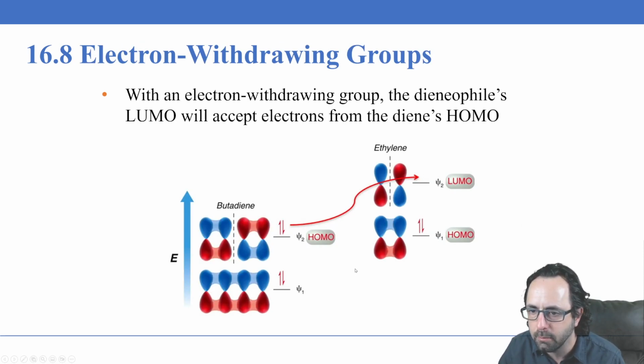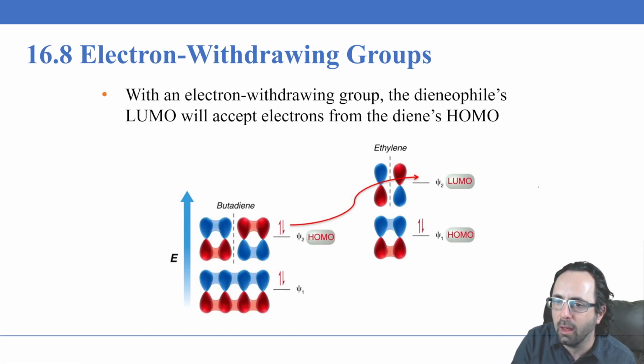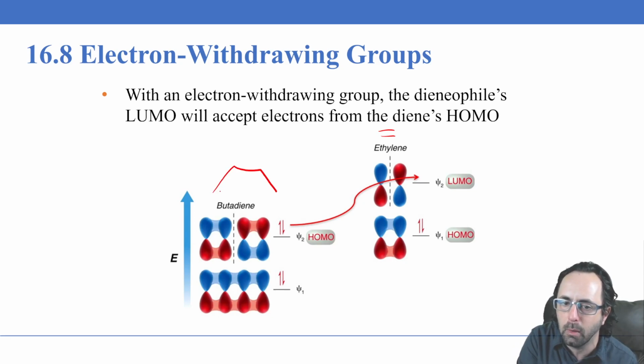For butadiene here, with the electron-withdrawing group, the dienophile's LUMO will accept electrons from the diene's HOMO here, okay? And so this electron in the highest occupied molecular orbital of the diene will then be able to jump in, during the course of the reaction, to the lowest unoccupied molecular orbital of the ethylene. And again, ethylene, we're talking about this guy here. Butadiene, we're talking about this guy here.